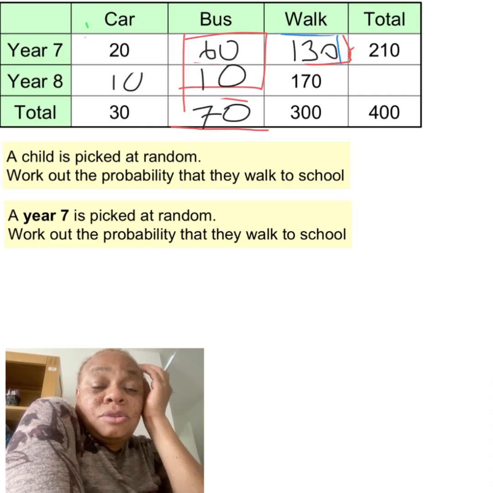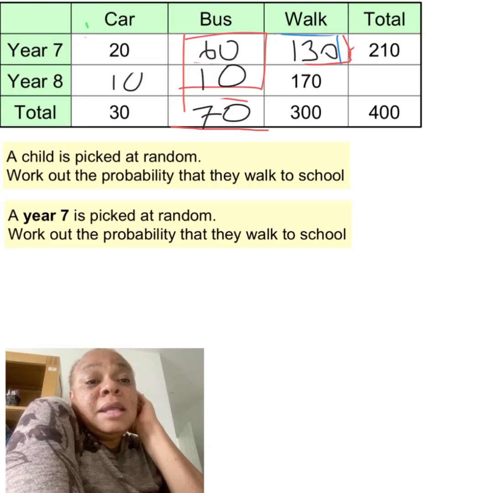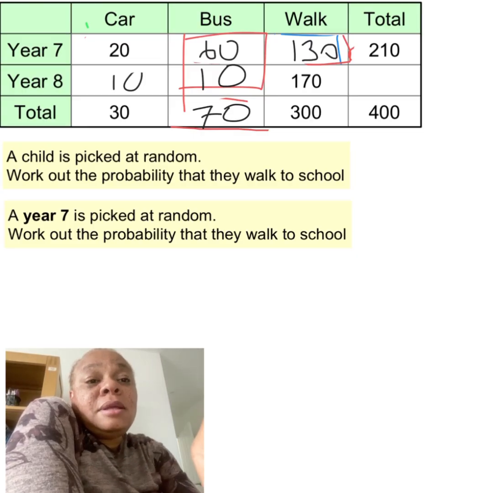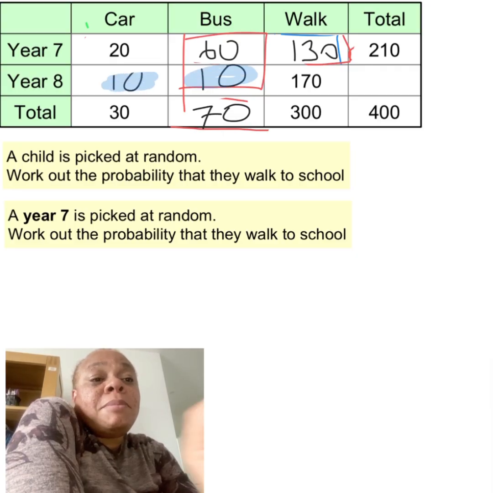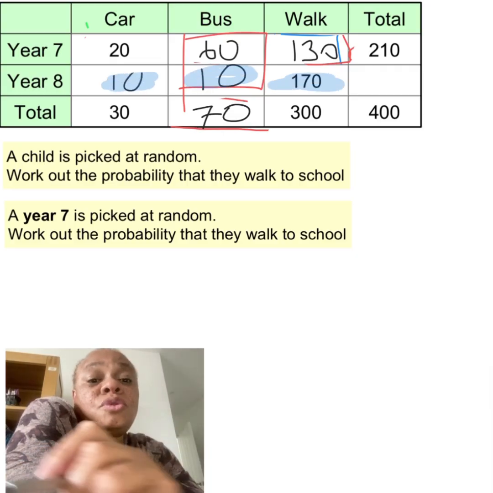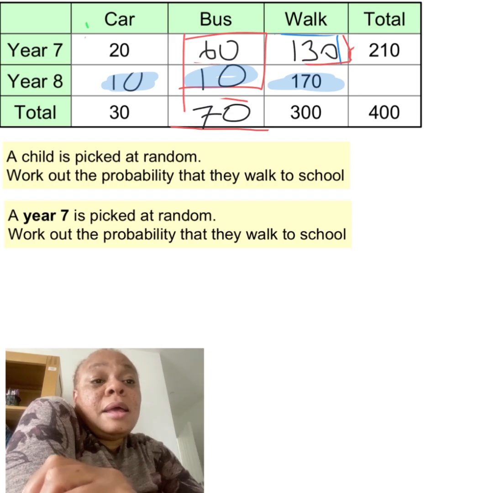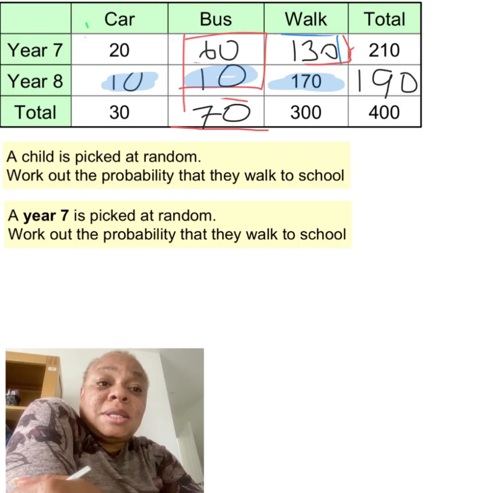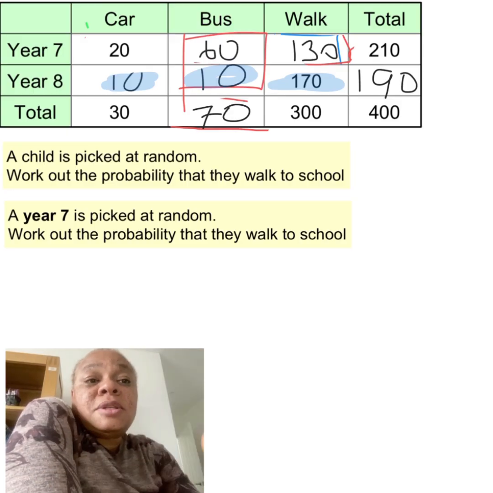And now let us find the totals of all the year 8s. So you've got 10 year 8s that go by car, 10 that go by bus, and 170 of them walk. The total year 8s are 190. 10 plus 10 plus 170 is 190. So that is our two-way table all filled in.